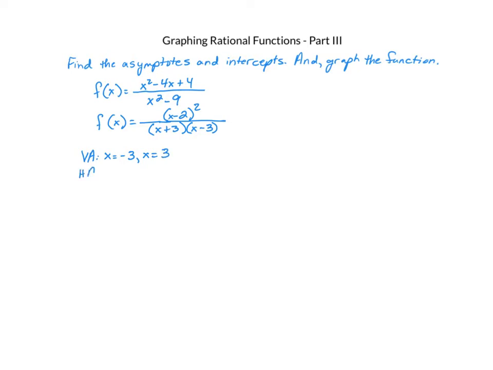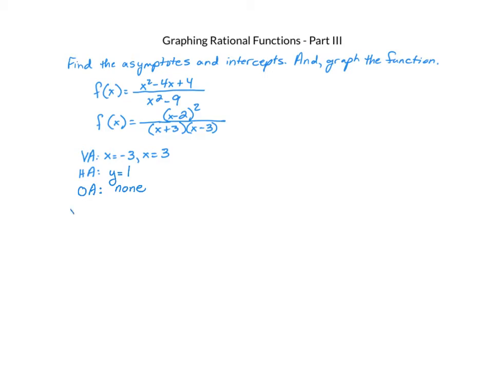Let's move on to horizontal asymptotes. The degree of the numerator is the same as the degree of the denominator. So I look at the coefficients of x squared in both the numerator and denominator. The coefficient is a 1 in the numerator and it's a 1 in the denominator. So I know I have a horizontal asymptote at y equals 1 over 1, which is just 1. Since I have a horizontal asymptote, I know I do not have an oblique or slant asymptote, so I would just write none.